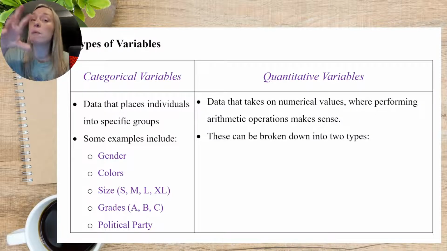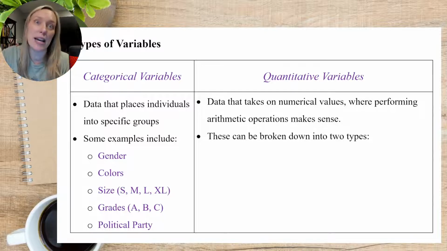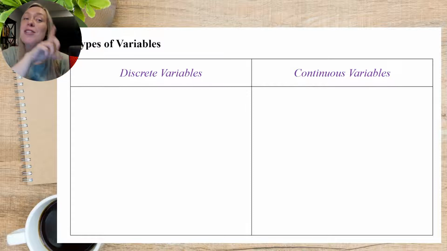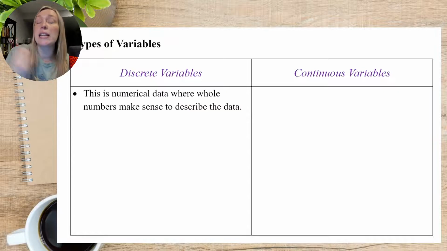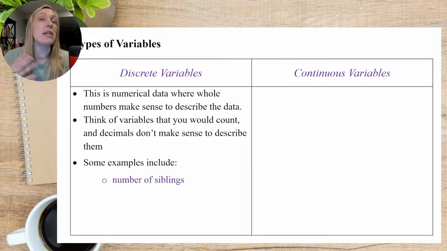These are going to be broken down actually into two more types, because there are a lot of types of quantitative variables out there. We have two types that we're going to break it down into even further, and that's discrete and continuous. So discrete variables and continuous variables both are quantitative, but they're different types of quantitative. Discrete variables are numerical data, quantitative data, where whole numbers make sense to describe the data. So variables where you would count and variables where decimals don't really make sense. Some examples might be number of siblings, right?